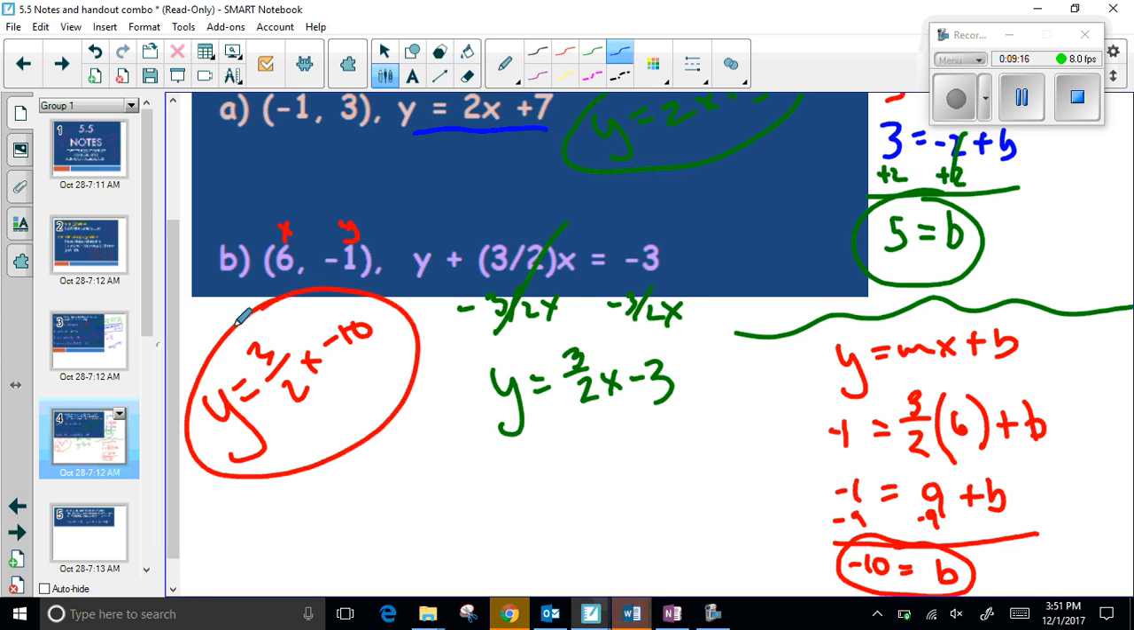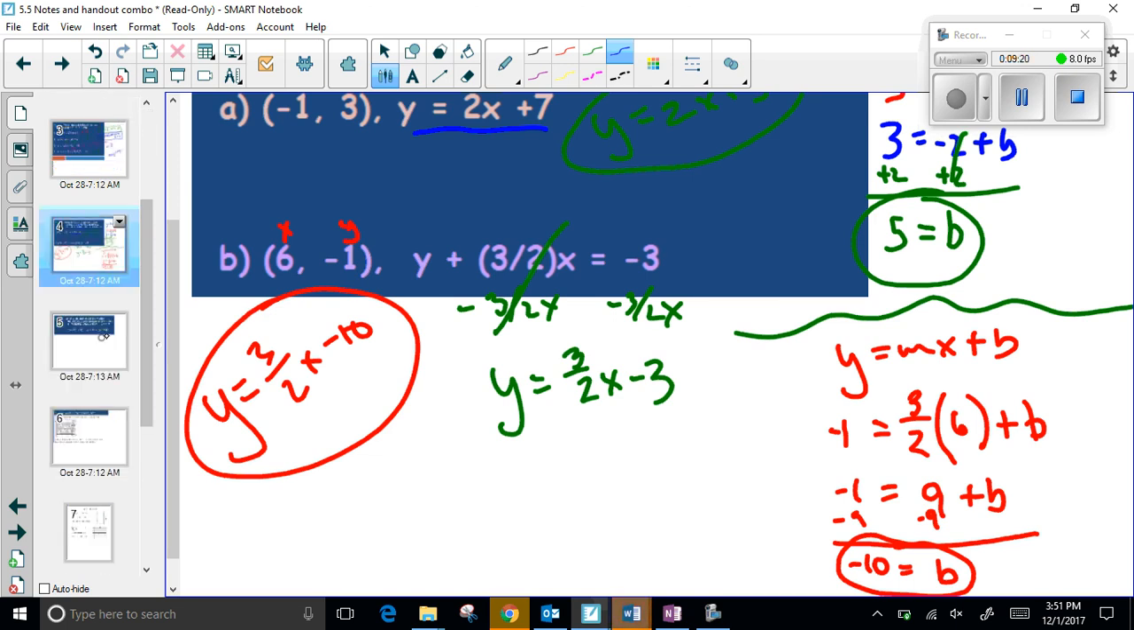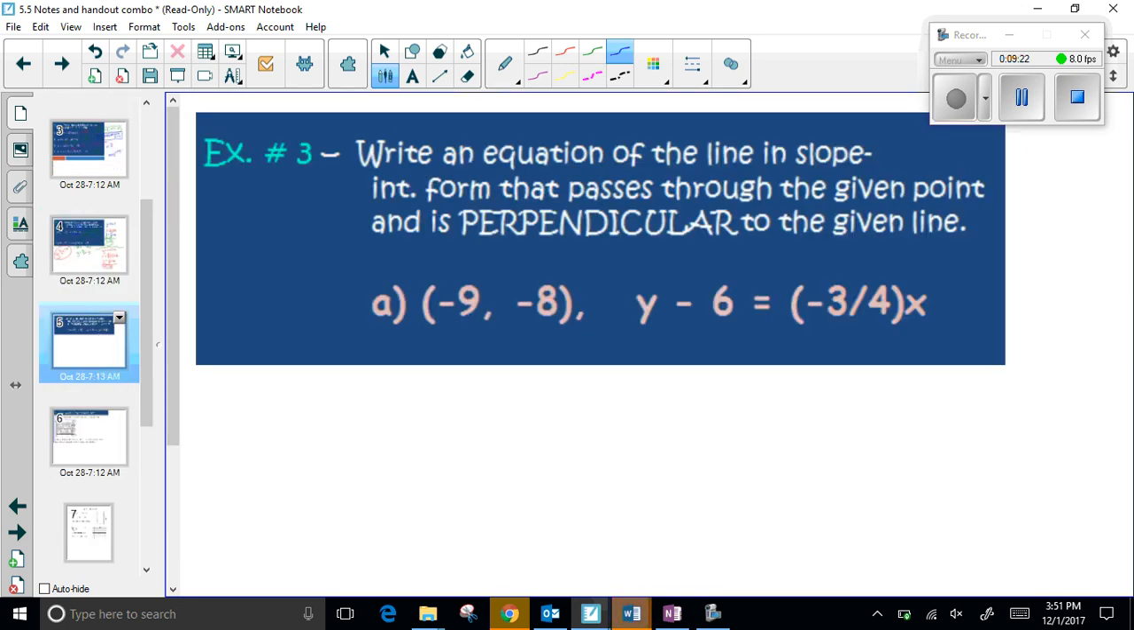The next step for us is to do the same thing, only now with perpendicular lines. Okay? For perpendicular lines, I plug in my numbers, but I'm going to use a slightly different slope. Here I've got a line. It's got to go through this point, but it's got to be the opposite reciprocal of this. So this one's really easy.